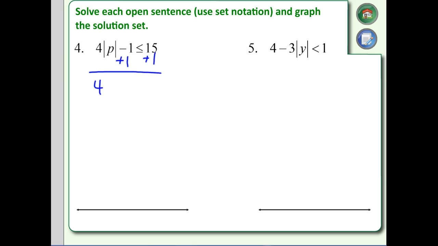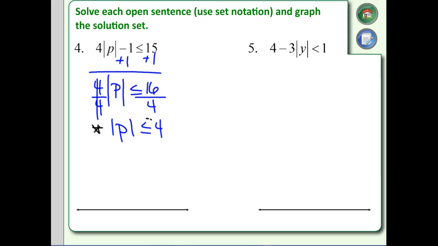So we've got 4 times the absolute value of p is less than or equal to 16. If you notice, I still need to get rid of that 4 in front of my absolute value brackets. So now I have the absolute value of p is less than or equal to 4. We had to divide everything by 4. Now that I have my absolute value bracket alone, now I can make it look like a compound inequality. Because it's less than, we're going to make it look like an "and."